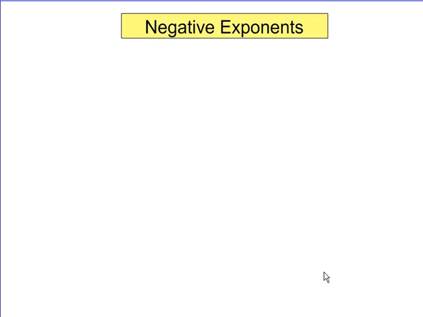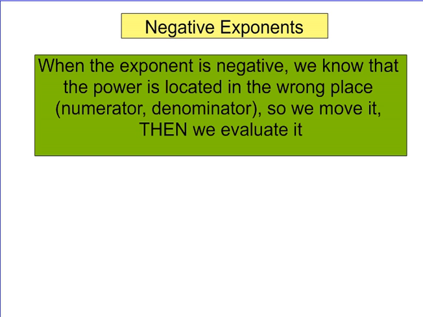Now, when we take a look at negative exponents, we have something a little bit different. Negative exponents tell us about a small number. So let me give you a hint of what to do with them when you see them. When the exponent is negative, we know the power is located in the wrong place in that fraction, whether it's the numerator or denominator. So we're going to move it. We have to move it first, then we evaluate it. You cannot evaluate a negative exponent. You must move it first.